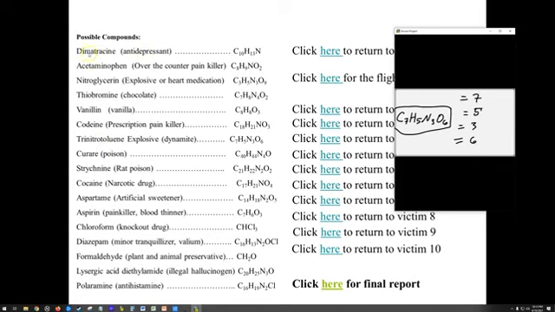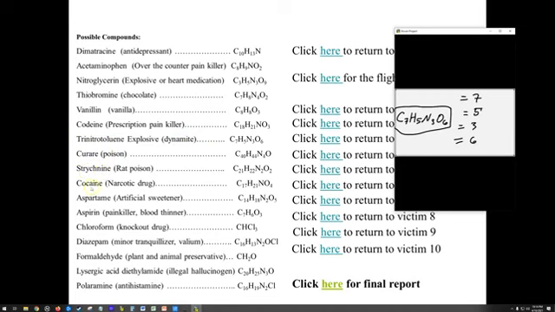So this one is dimetresine, and it's an antidepressant. Acetaminophen is basically aspirin. Nitroglycerin is used as an explosive or heart medication, so you have to think about where it's found in order to determine whether it was used as an explosive or heart medication. Thiobromine is in chocolate. Vanillin is vanilla. Codeine is a prescription painkiller. Trinitrotoluene is explosive only, so if you find this one, it is only from the explosion. Curare is a poison.